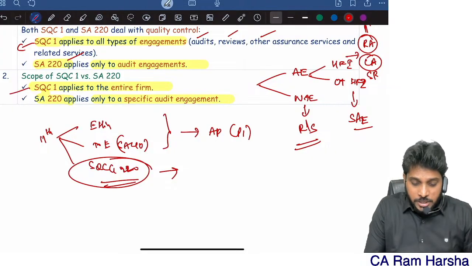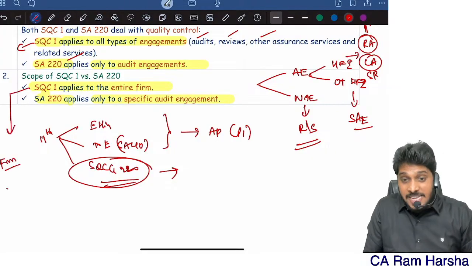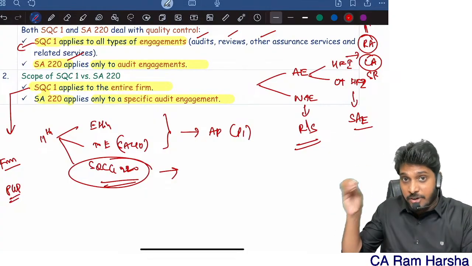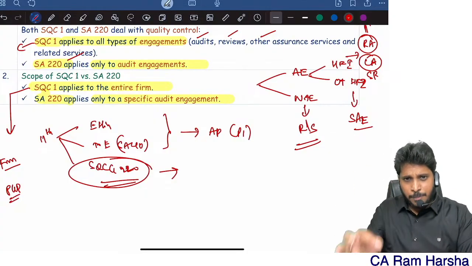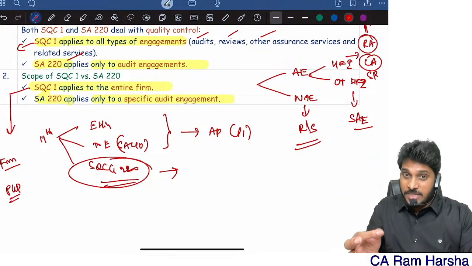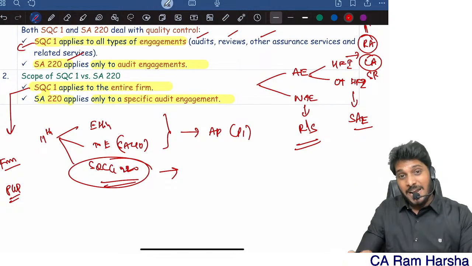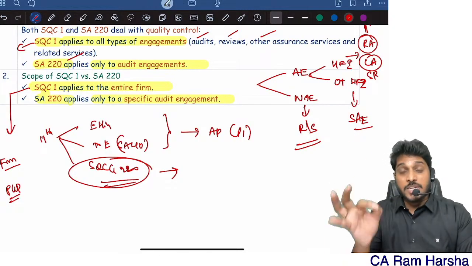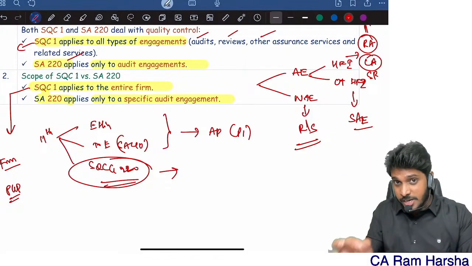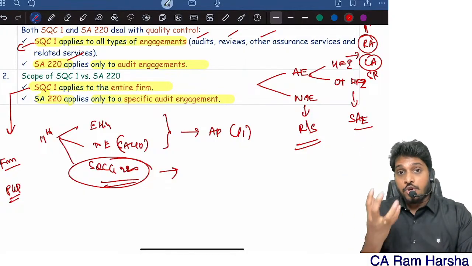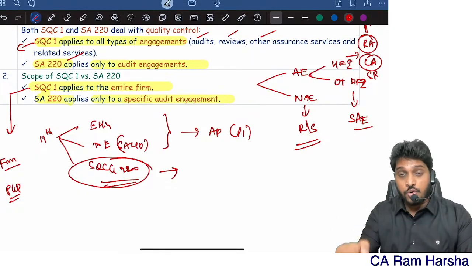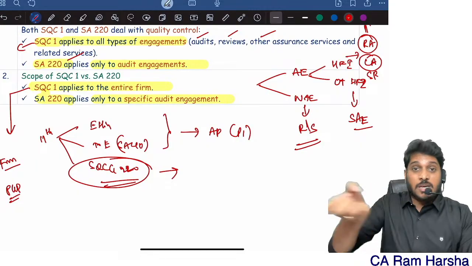Actually, SQC talks about how the firm shall establish policies and procedures. SQC talks about every firm, every CA firm, whether it's a proprietary concern, a partnership firm, or an LLP. Whether a CA is practicing individually or as a partnership firm, doesn't matter. They are both considered firms, audit firms. Audit firms must have quality control policies and procedures. Audit firms must have a system of quality control. That rule is prescribed under SQC.